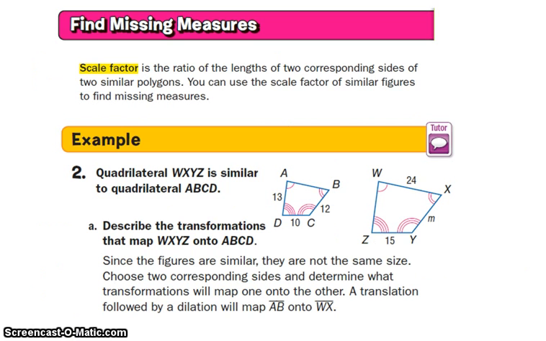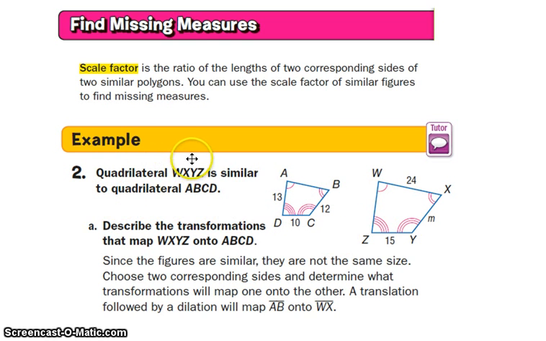All right. Let's look at example 2. Example 2 talks about finding missing measures. So now we're getting more into the algebra piece again, where they're going to give us side lengths and we have to find a missing piece somewhere.